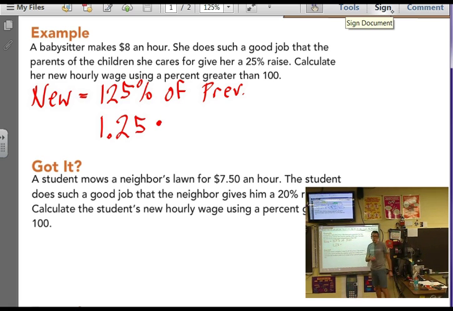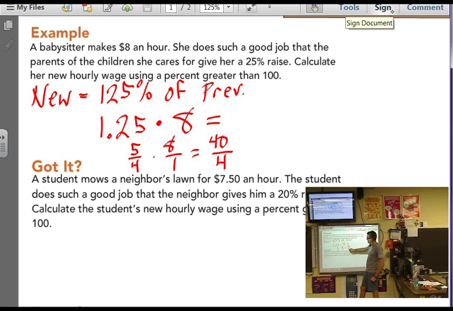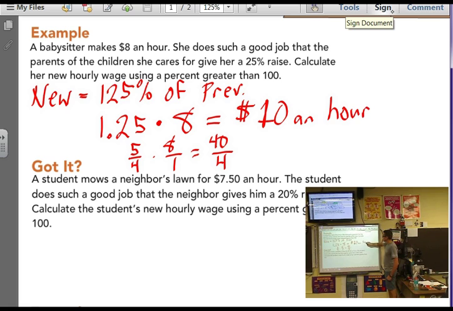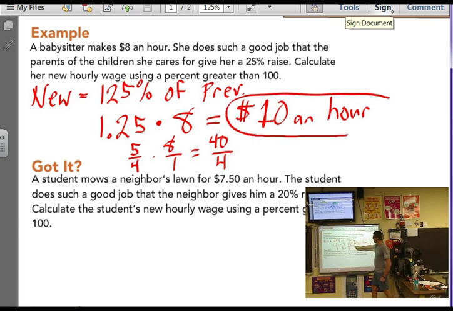Of converts to a multiplication. My original hourly rate was 8. I do 1.25, or I could think of this as an improper fraction of 5/4 times 8 over 1. That would give me 40 over 4, which reduces down to $10 an hour, or per hour. You can really use whichever word you would like.